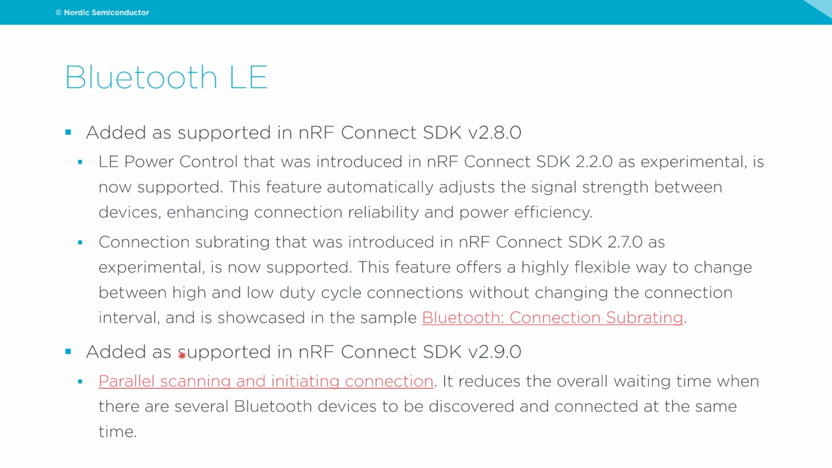And then on 2.9, we also added a new feature, which is parallel scanning and initiating connection. This helps because when you are scanning and connecting, especially if you're trying to connect to multiple devices, it could take a while. So this now reduces this waiting time overall, when you're trying to discover several Bluetooth devices and connect to them at the same time. And this link takes you to the sample that showcases that feature.